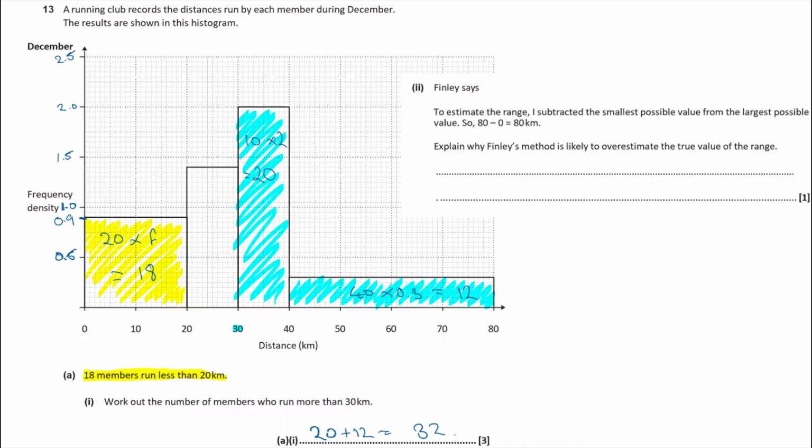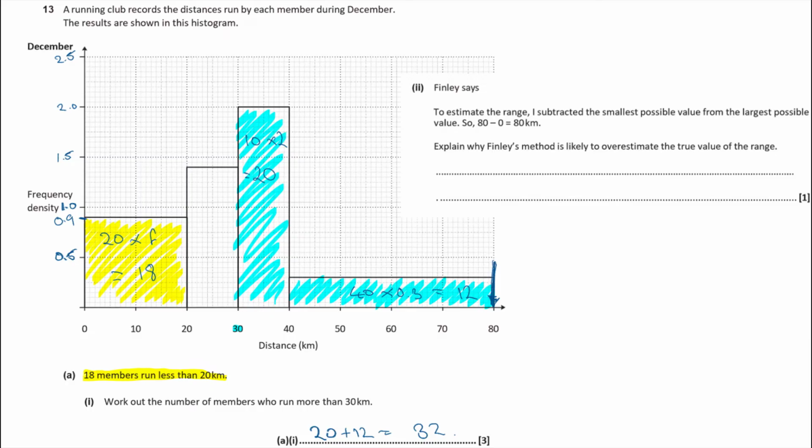Well, I think what Finley has done is probably the correct way to measure the range of this data with the data we've been given, but it makes the assumption that the highest person ran the highest amount of that bar. It means that someone ran 80 kilometers. That's what it assumes. Because this bar spans from 40 to 80 and we're using 80, we're assuming one of those 12 people in that category ran 80. But it's not necessarily the case.